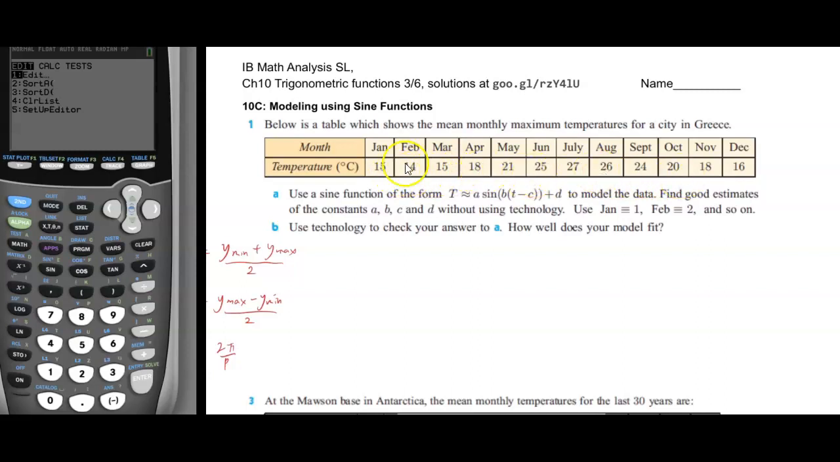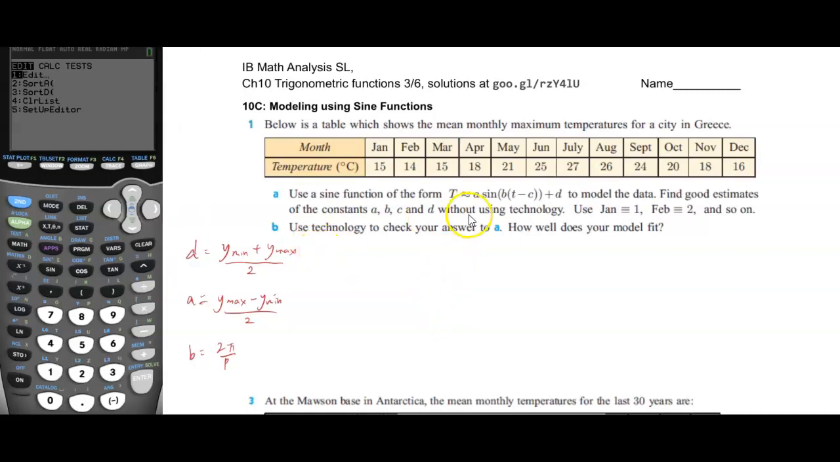Not really apparent here, but they say it's cyclical because we can apply a sine function to it. So here is the sine function, the standard sine function. Looks kind of like the one we used in the investigation. We know what A, B, C, D are. I wrote some of the formulas here for A, B, C, D. It says to find good estimates for the constants A, B, C, D without using technology.